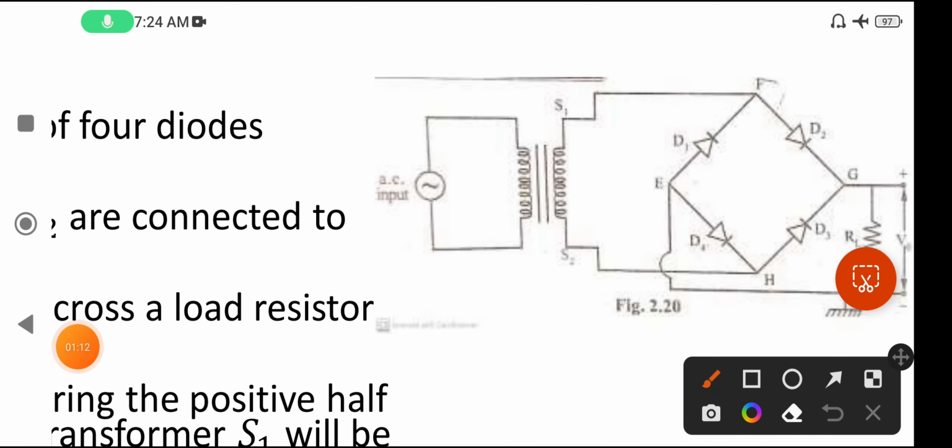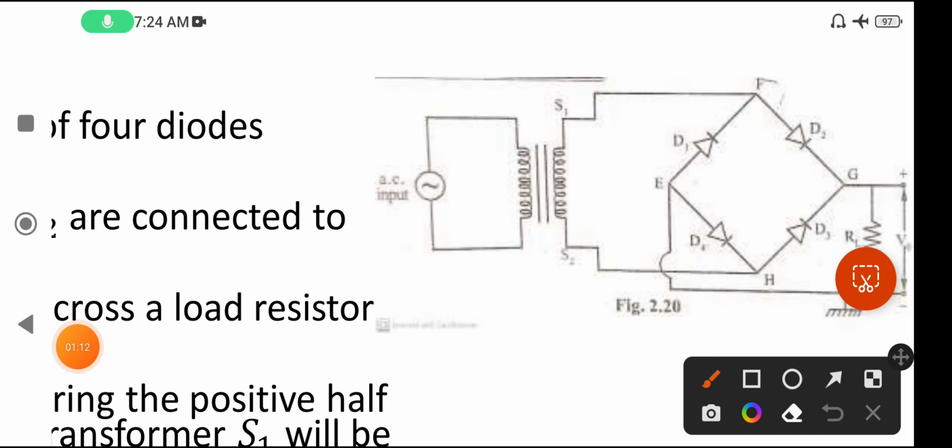Under this condition, the direction of the current flowing through RL will be downward. So when D2 and D4 are forward biased, and D1 and D3 are reverse biased, then current flows. Next, during the negative half cycle of the input voltage, the secondary terminal S1 is negative and S2 is positive. Now it is reversed.